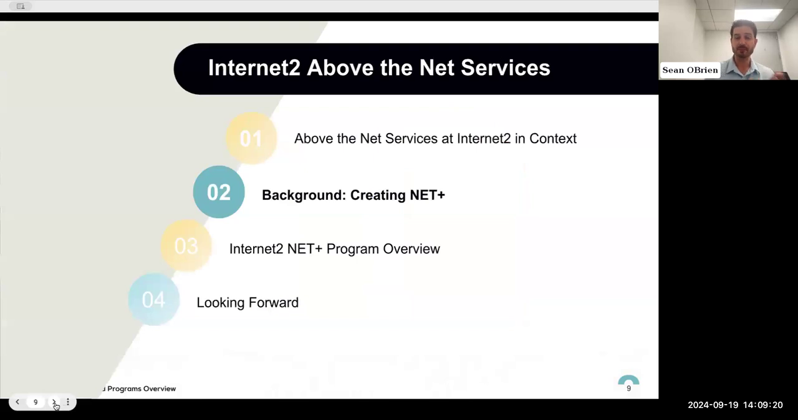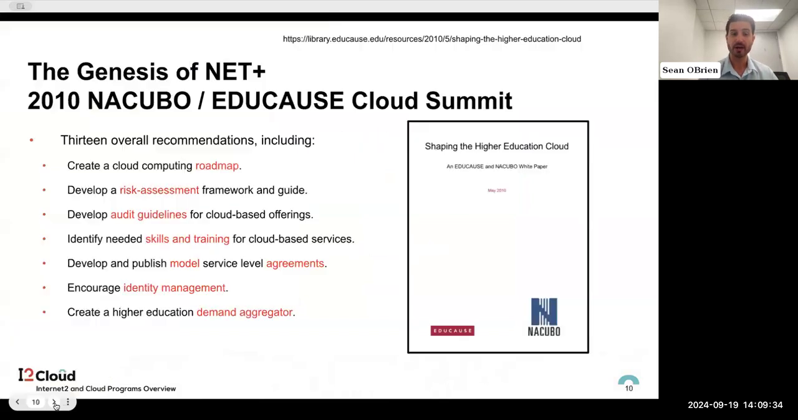But before we talk about the Net Plus program today, I thought it might be useful to give a little bit of context about the Net Plus program. Why did we create the program? I think that's always really interesting when you're thinking about engaging with an organization or a program, understanding the why. 14 years ago, leaders in higher education got together along with EDUCAUSE and NACUBO, two other organizations, to really think about the coming wave of the cloud and what the impact was going to be on research and education institutions as the cloud became more prevalent.